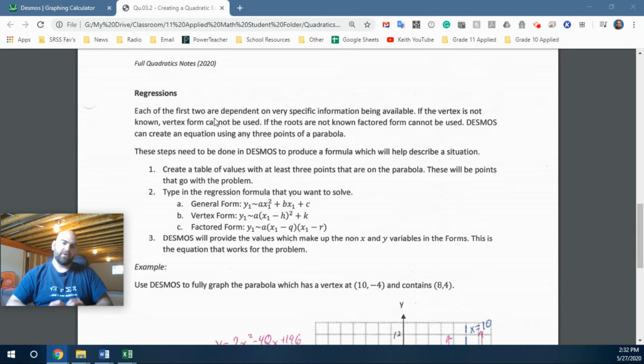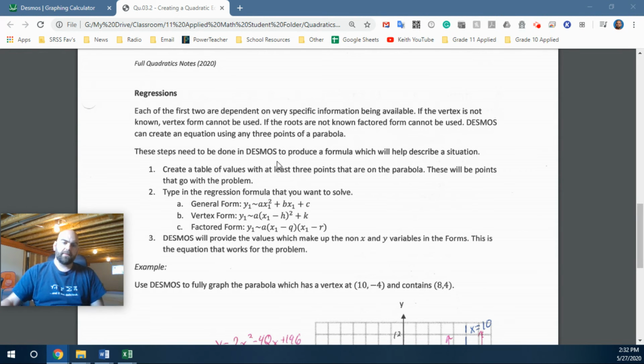Now, DESMOS can create an equation using any 3 or more points of a parabola. Okay, so if we have at least 3 points, so right here we have 3 points, then we can use DESMOS. Now that includes other types of graphs as well. You need at least 3 points. The more, the better. Sometimes if we have more, it won't necessarily fit perfectly. Sometimes it will. But for this class, what we'll do is I'll be giving you 3 points, or I'll be giving you 2, and you can find the third one. And then you're going to be using those to solve the graph.